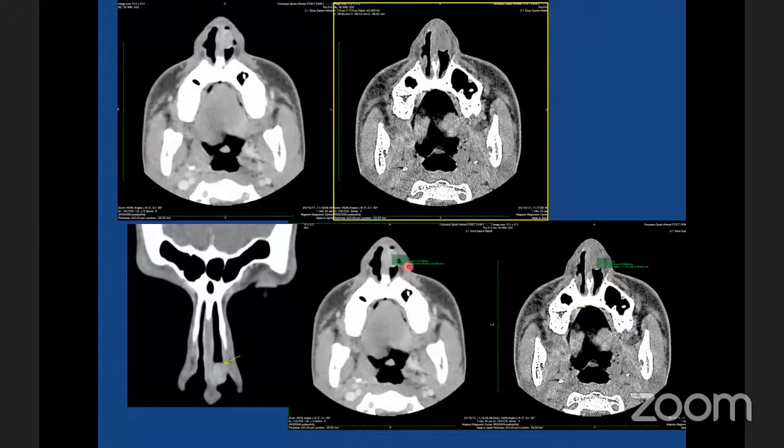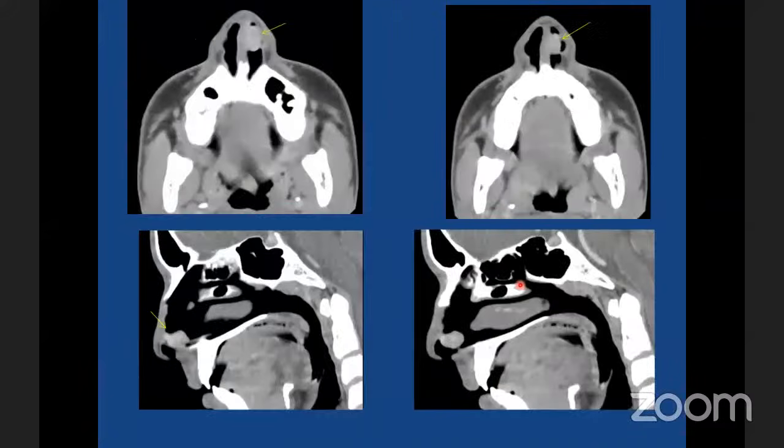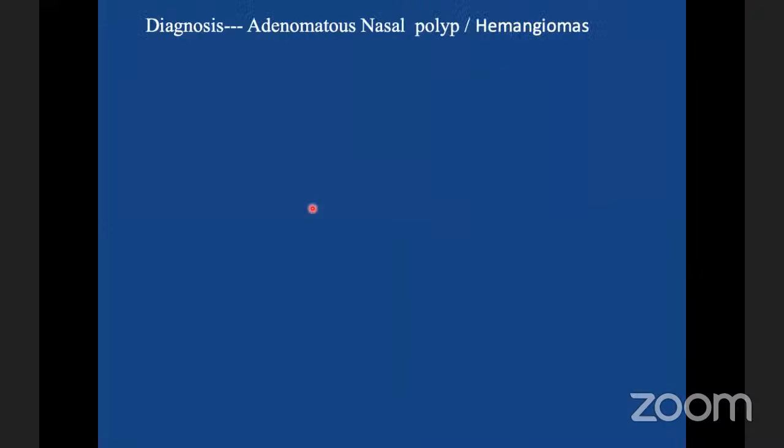I don't know whether you can see, but this is 112 and this was 32. So avidly enhancing but heterogeneously enhancing, and the sagittal image shows that the lesion is not abutting the inferior turbinate. It is just abutting the nasal septum medially and anteriorly the undersurface of the lateral wall of the nasal cartilaginous portion of the nose. So diagnosis, adenomatous nasal polyp versus angioma. It turned out to be hemangioma.